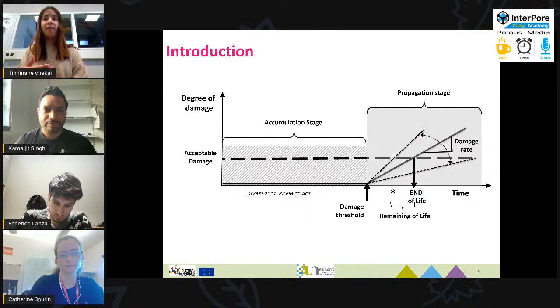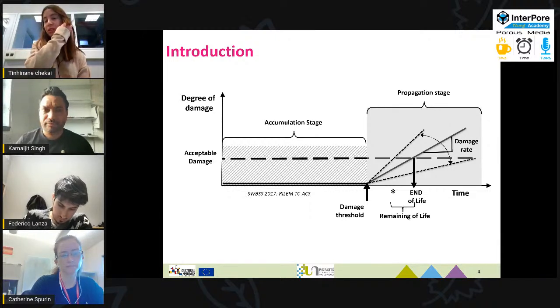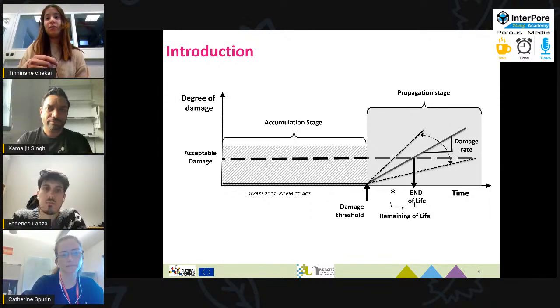In order to investigate the salt crystallization process, we have to be able to reproduce this process in the laboratory. Which means that we have to put in place a salt weathering protocol that allows us to mimic real salt weathering. A reliable salt weathering test is described in the literature, as we can see in this illustration. We have two stages. We have an accumulation stage in which salt accumulates in our porous media. And then we have a propagation stage in which the damage starts to appear in the porous media.